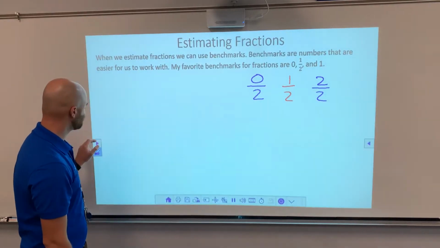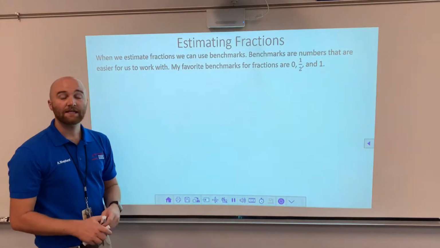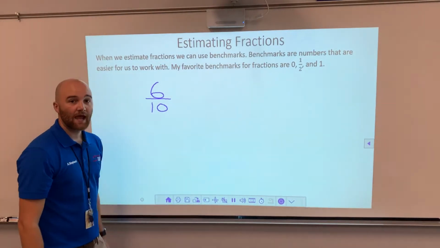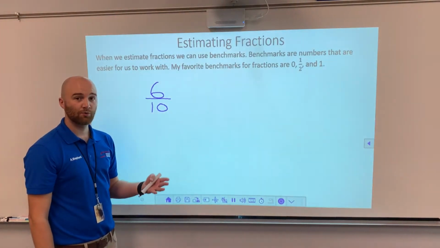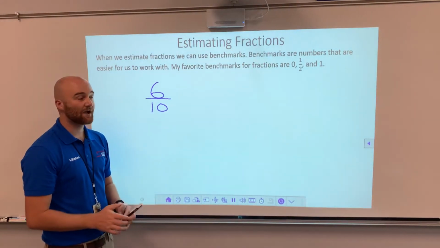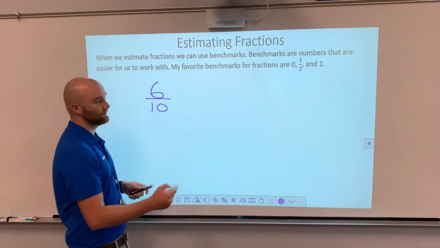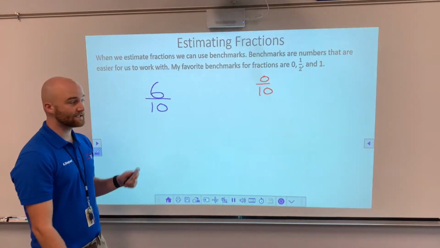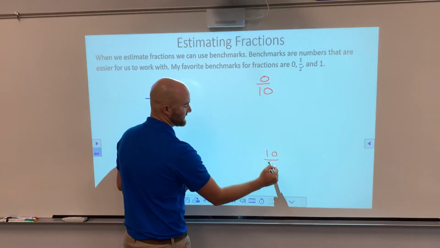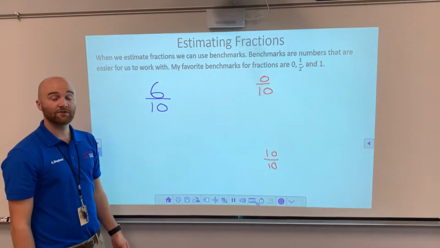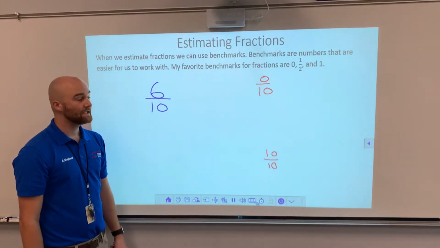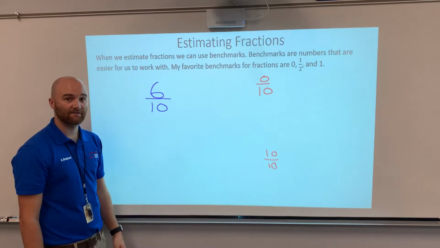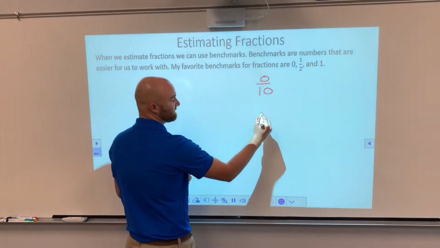Let's look at an example. If I have a fraction like 6/10, and I want to know is this closer to 0, to 1/2, or to 1, I would say: all right, I know 0 is like 0/10, and 1 is like 10/10. Then the only thing I have to do to figure out the half number is figure out what half of 10 is. Half of 10 is 5. So I'm going to put 5/10.